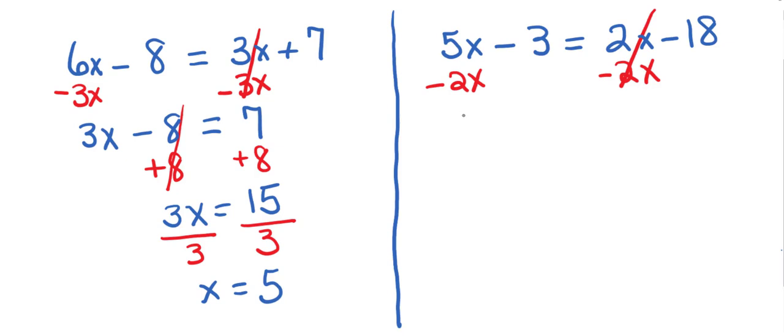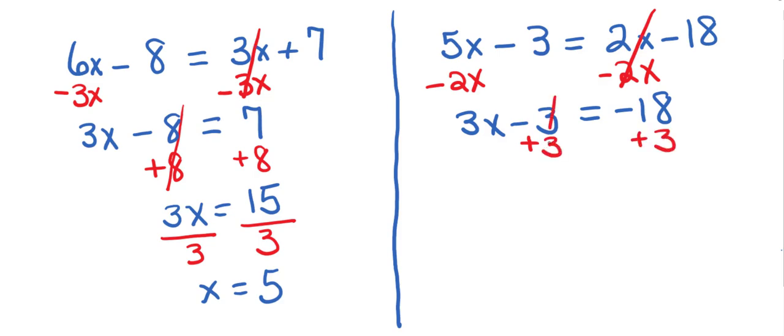Now clean up. So we have 3x minus 3 equals, come straight down, negative 18. Now you have a two-step equation. Work on the side with the x because that's where you're trying to get x by itself. Anything added or subtracted should come off first. So this 3 should come off, the one that's subtracted. Okay.